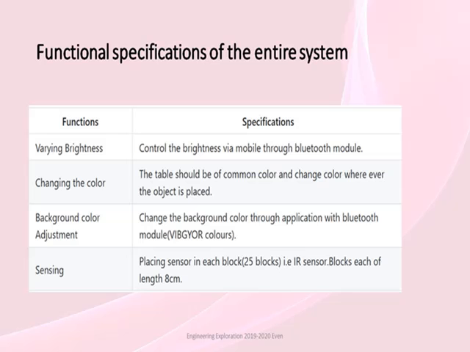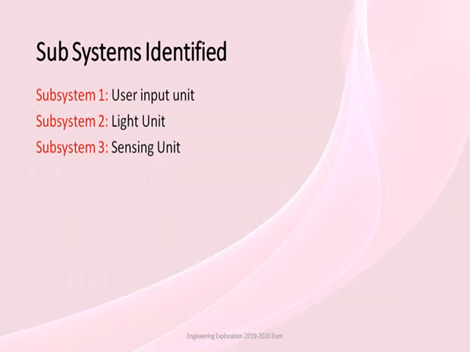And lastly, the sensing, and its specification is placing a sensor in each block. Next, moving towards the subsystems identified in our project. Totally, there are 3 subsystems. Subsystem 1, user input unit. Subsystem 2, light unit. Subsystem 3, sensing unit.